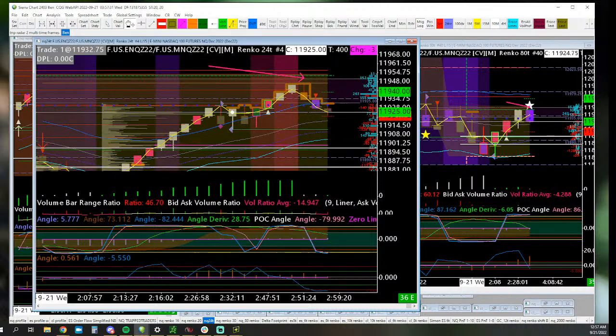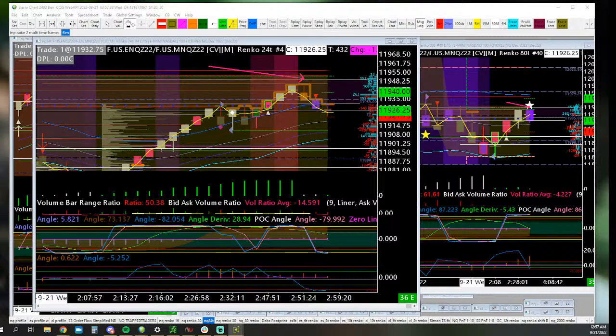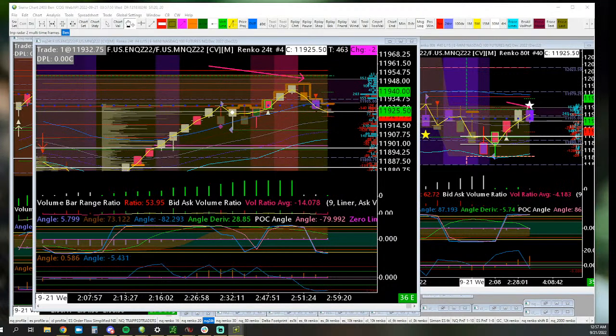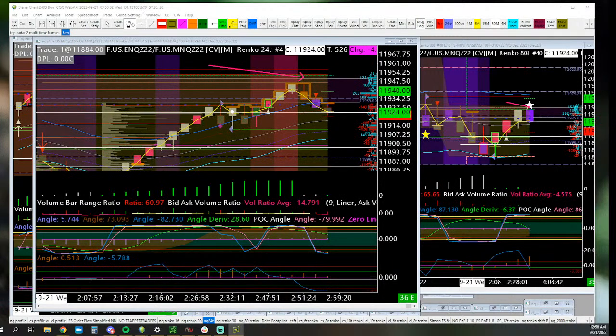There we go. So I got filled on my core, and now I have a runner to see if we can get an extension. If we don't, it's okay. At this point, the trade is practically risk free. And at this point, you've got to think about where you want to put the second target. The conservative spot would be back at that 908, where I was again.